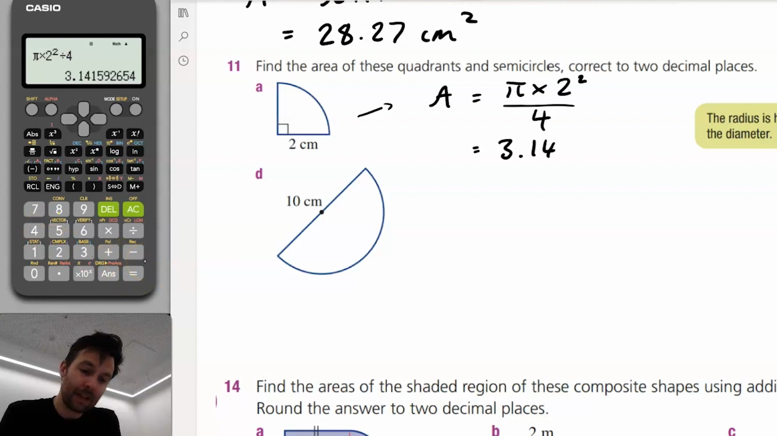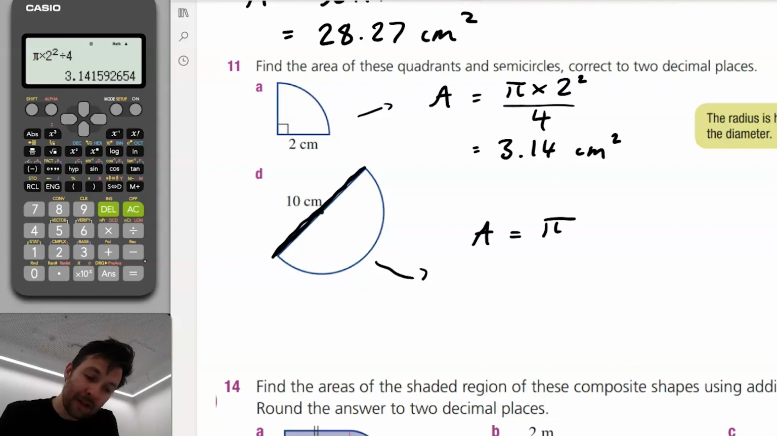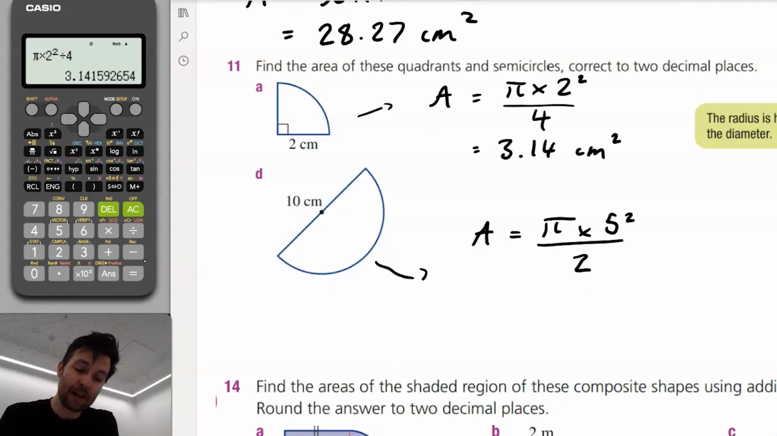That's neat. Centimeters squared. This next one here has an extra level of trickery. So we've got a semicircle, so it's half a circle, but this time we're given the diameter. That's the distance going through the middle in a straight line across the whole thing. So we've actually got to use 5 because the radius is half the diameter, and this time divide it by 2.